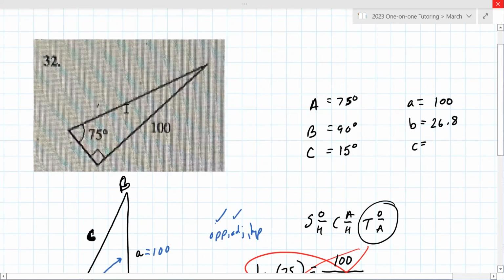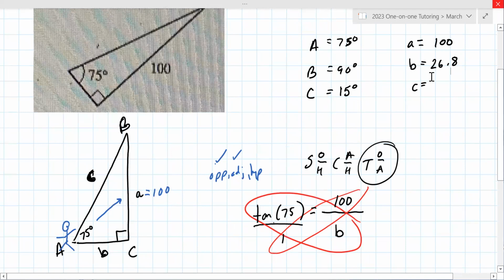So a couple options to find c. Because you have two of the three sides, you can use the Pythagorean theorem. The other option is to use another trig function, sine, cosine, or tangent. There's not a right or a wrong here. Do you have a preference or something stand out to you? No, I don't have a preference. Okay, so we'll just use the Pythagorean theorem.